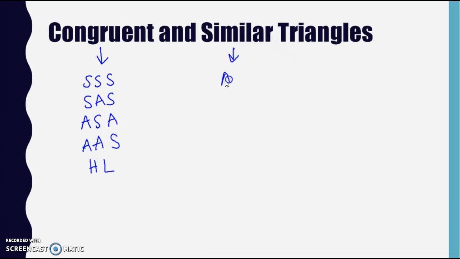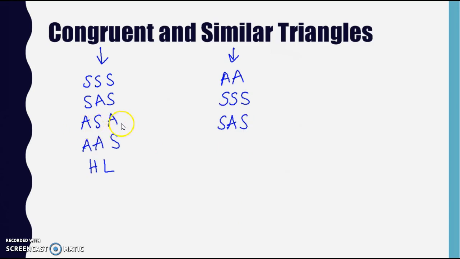Similar, we have angle, angle, because if I have the congruent angle, it's got to be the same shape, just not necessarily the same size. As well as the three sides, and remember this is proportional, not congruent. So you write your ratios, and if all the ratios are the same, then the sides are proportional, so then it's similar. As well as side, angle, side.